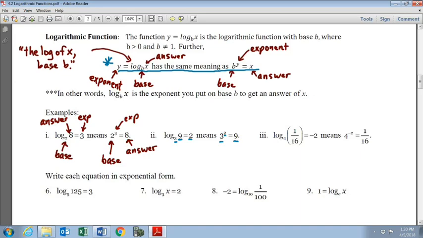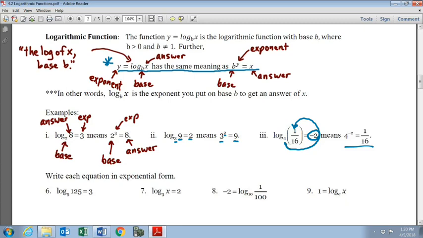My base is the little subscript there, the 4, and then if I put an exponent of -2 on that, I get 1/16, and that's how I check myself. 4 to the negative 2 power is 1/16, and that's exactly what we have here. All right, so let's go ahead and do some examples.